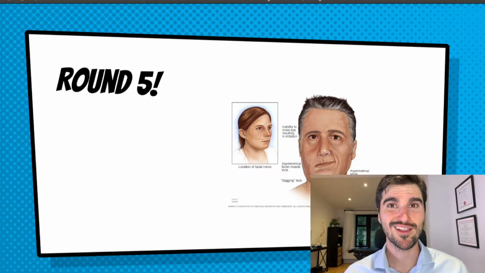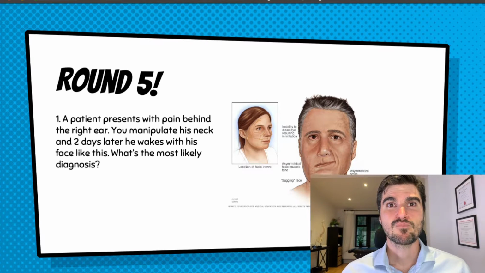Right, round 5, we're on to the last round, guys. So a patient presents with pain behind the right ear. You manipulate his neck and 2 days later he wakes with a face like this. What's the most likely diagnosis?